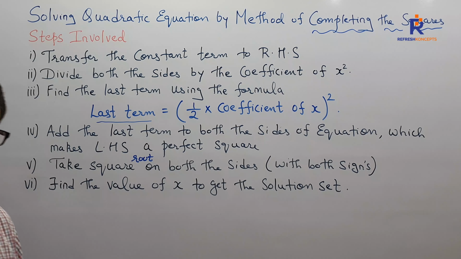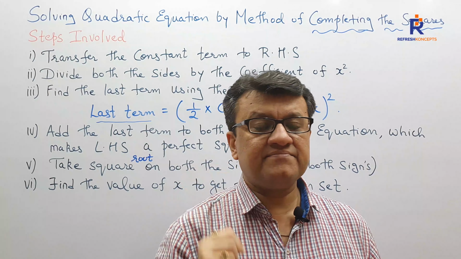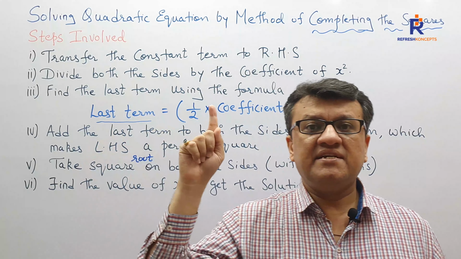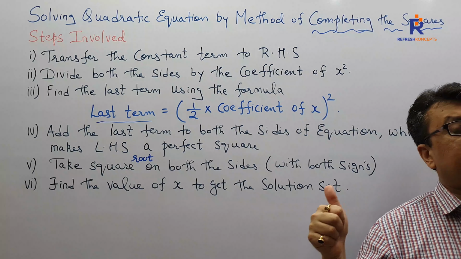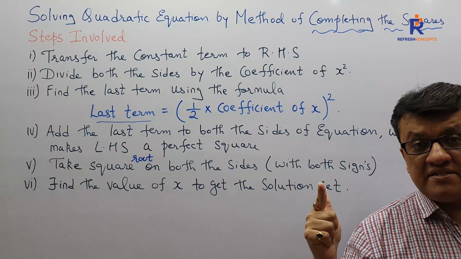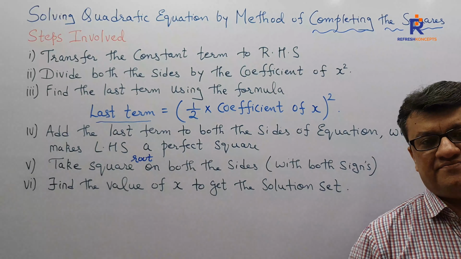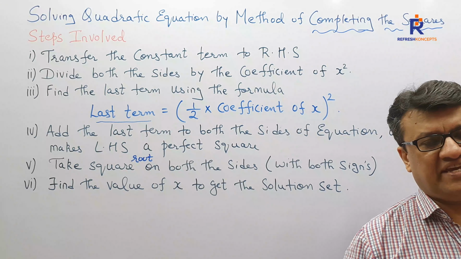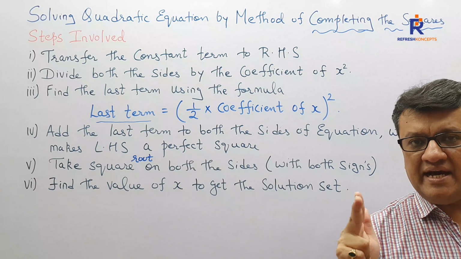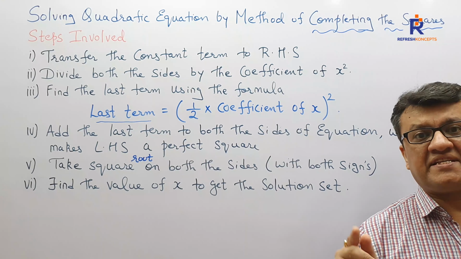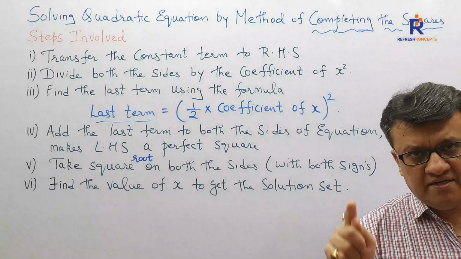Once again, we have to memorize these steps in an orderly way. Step number 1, always transfer the constant to the RHS. Step number 2, divide throughout by the coefficient of x square. Step number 3, find the last term. What is the formula for the last term? Last term is half into coefficient of x, the whole square.